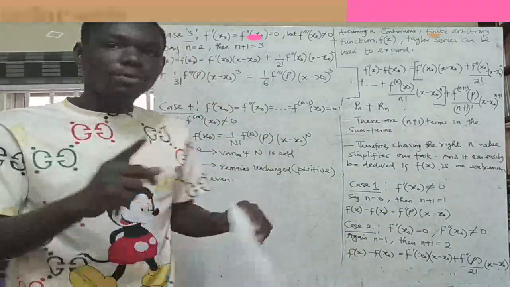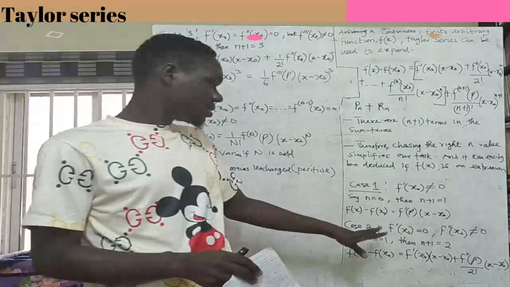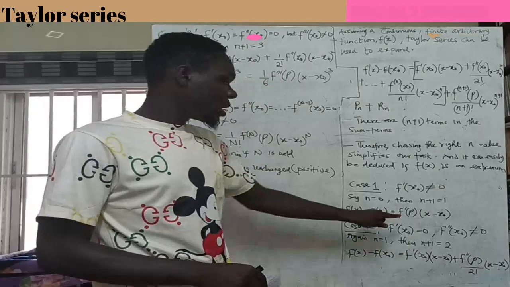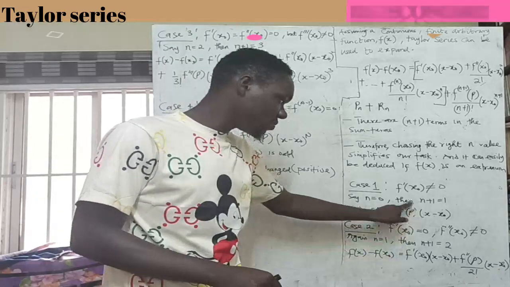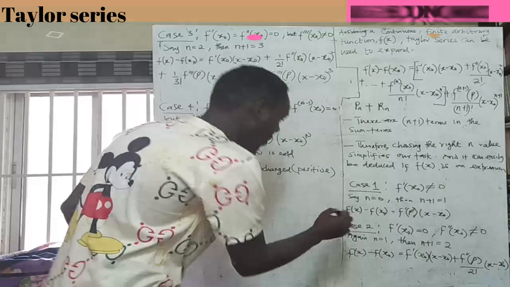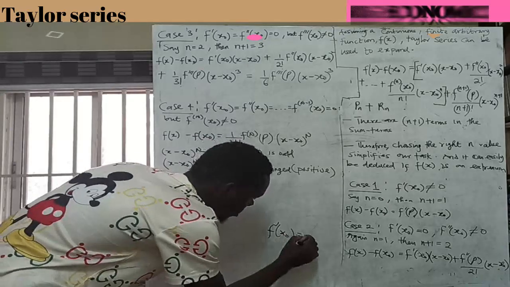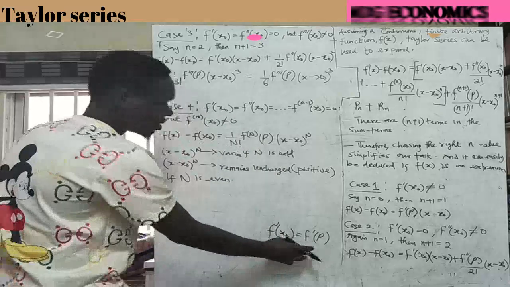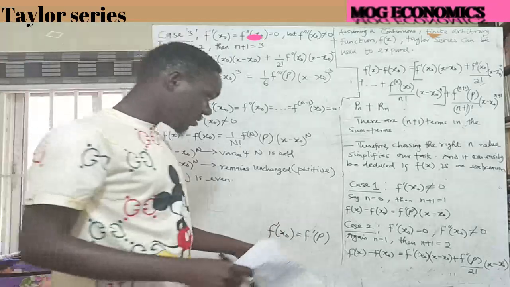So now the question is to determine the sign of this function. Here we are assuming this particular derivative is continuous. That is, it assumes the same form as this, and because it's continuous, it has the same value as this.